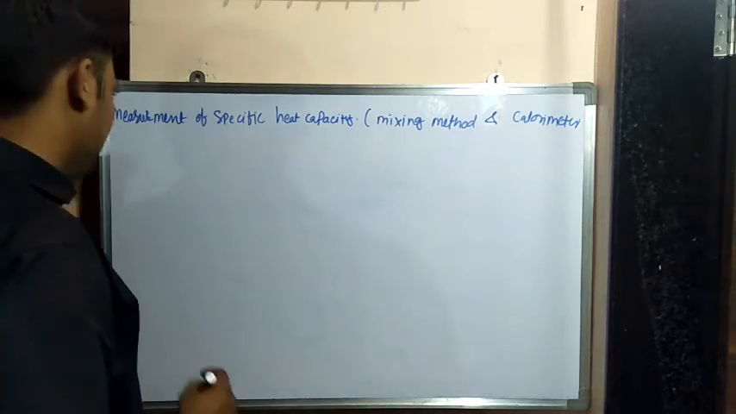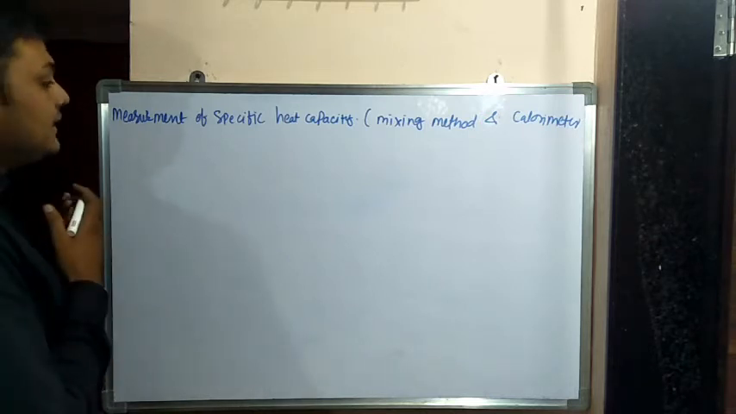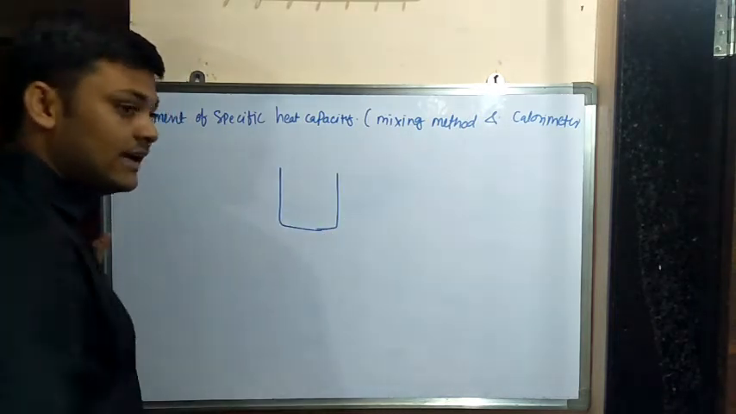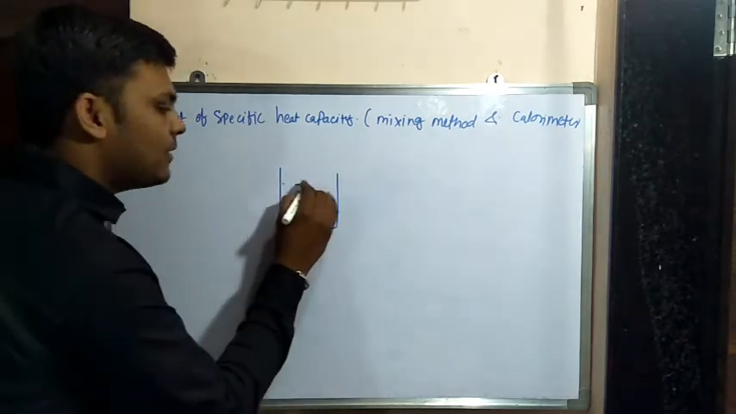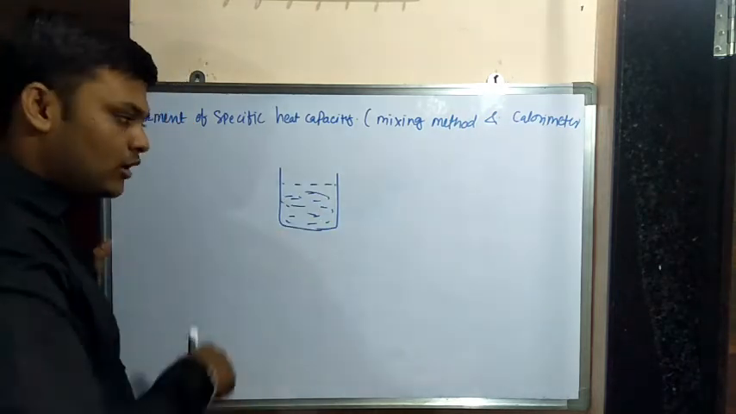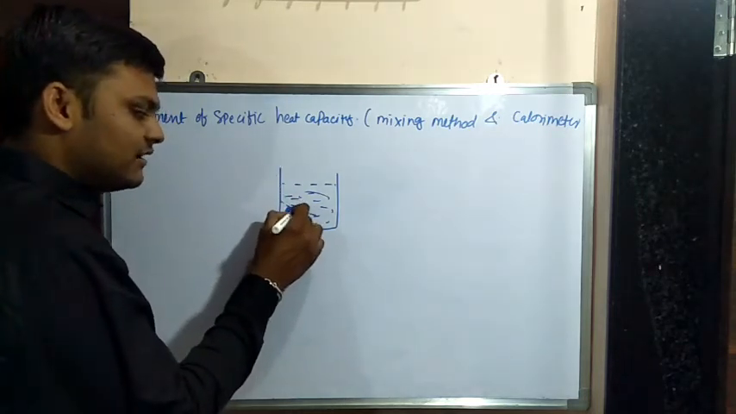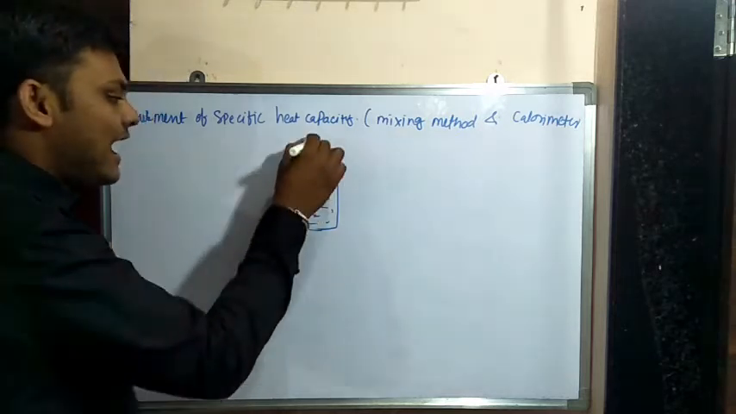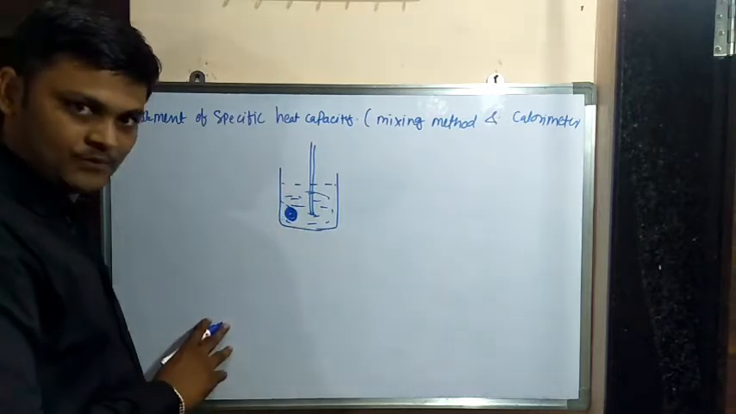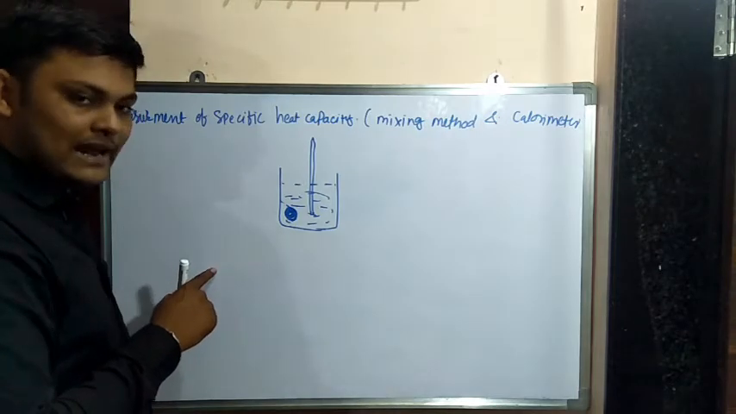Whenever we talk about specific heat capacity, we have to take one container. In that container we fill some amount of water, and afterwards we insert a hot metal ball inside it, which has a greater temperature than the water, and a meter to measure the loss of heat or the gain of heat by the water. So this type of arrangement you see in calorimetry or the calorimeter.